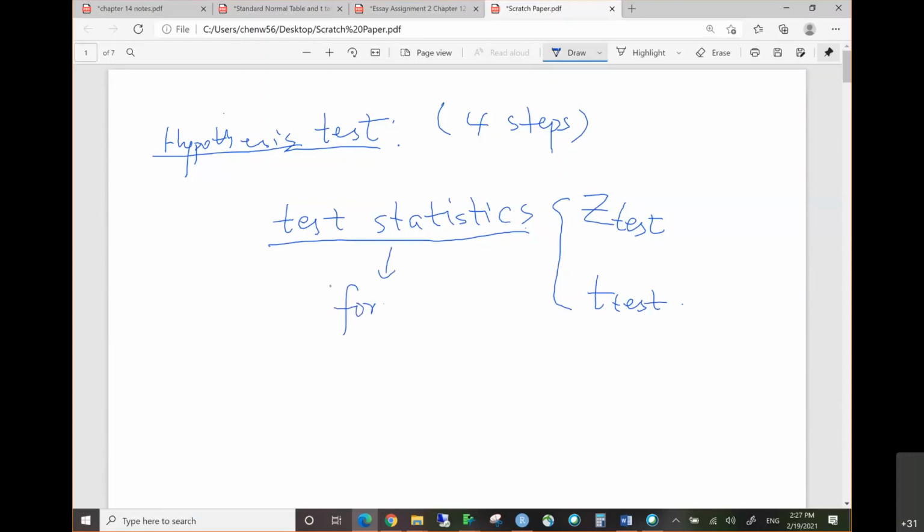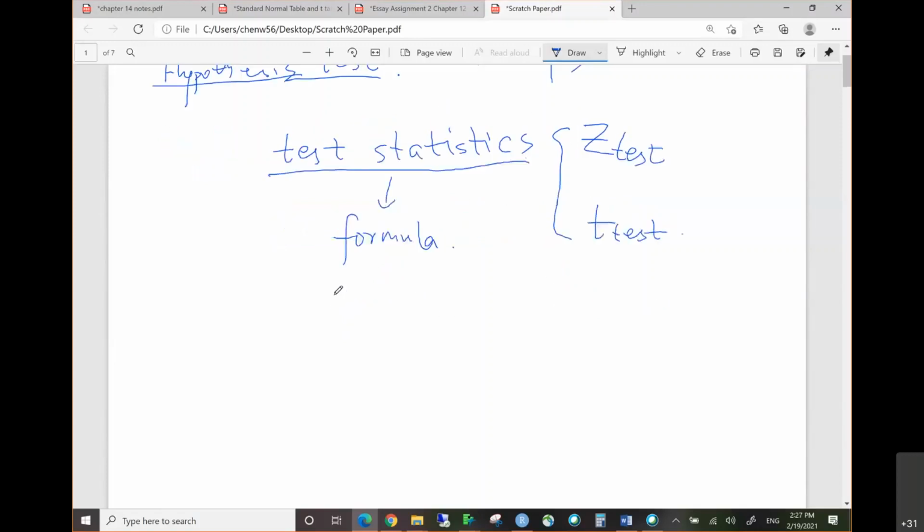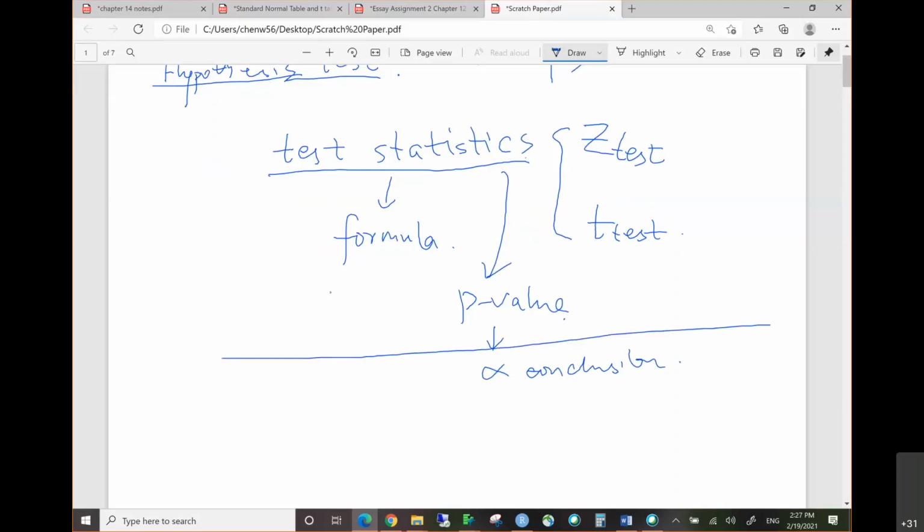We have the formula, right? We need to plug in the values into the formula so that we can calculate the test statistics. And once we have the test statistics, we use this test statistics to find the p-value, so that's the last step. Use the p-value, compare with alpha to make the conclusion, right? So that means before the last step, do you use alpha for hypothesis test?